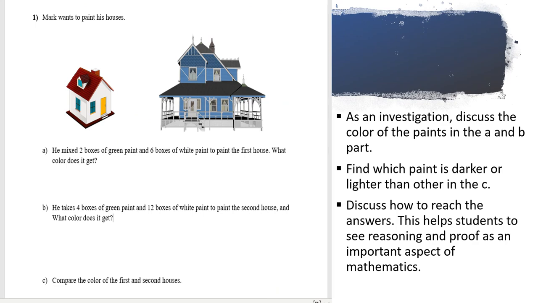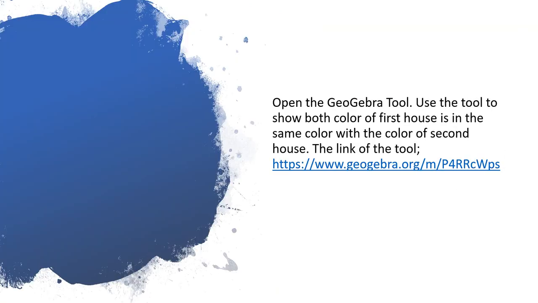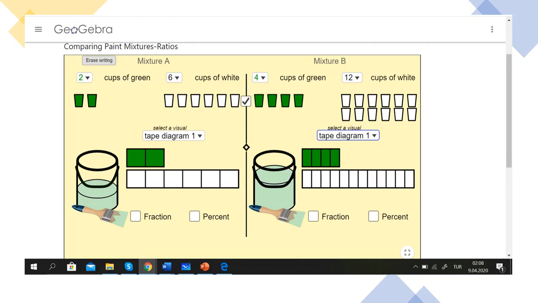To make this question clear, I used the GeoGebra tool. I chose 2 cups of green in mixture A, and I chose 6 cups of white and mixed them. Then in mixture B I chose 4 cups of green and 12 cups of white paint, and mixed them. Let's see what happens. The colors of the paints are the same, and I used different representations of this.